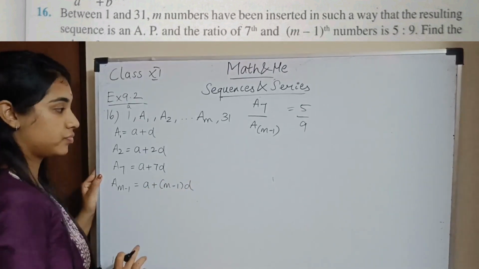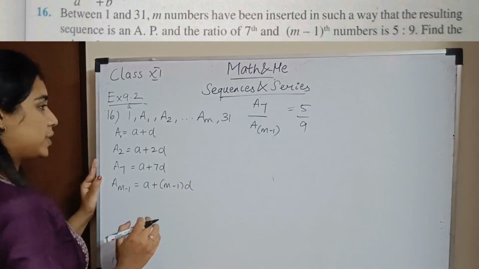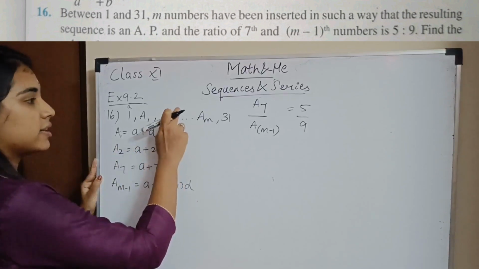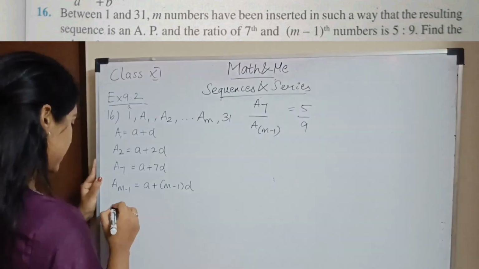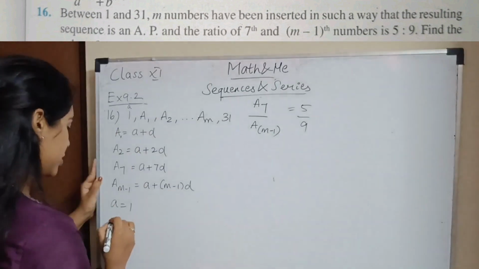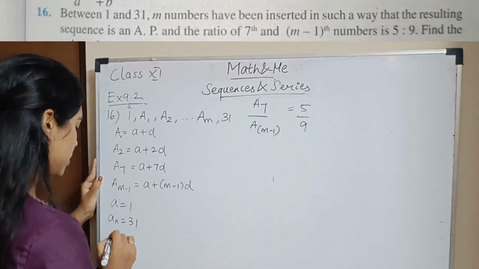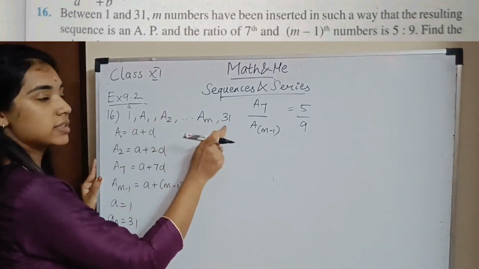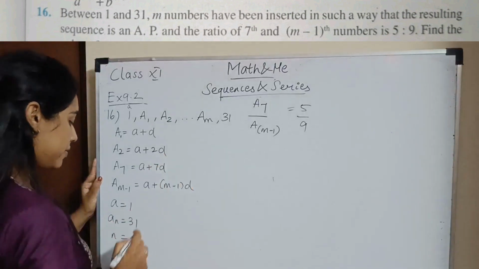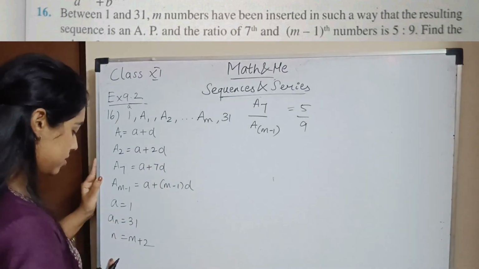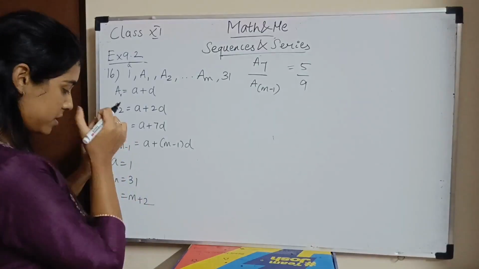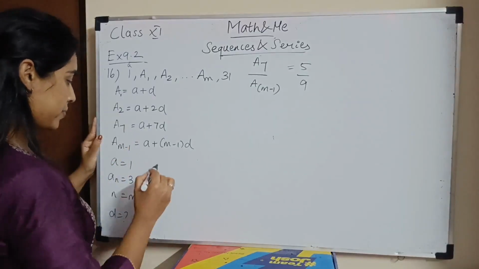Now you need to find what your A is and what your D is using this. So we have A equals 1, and your last term is 31. What is your number of terms? You have m arithmetic means and two more numbers at the front and the back, so you have m plus 2 terms. What is your common difference? We do not know, so let's find out.